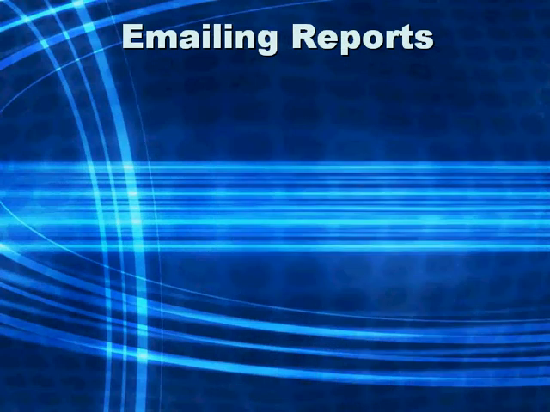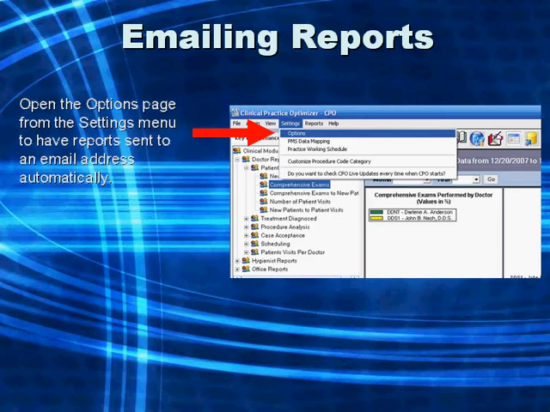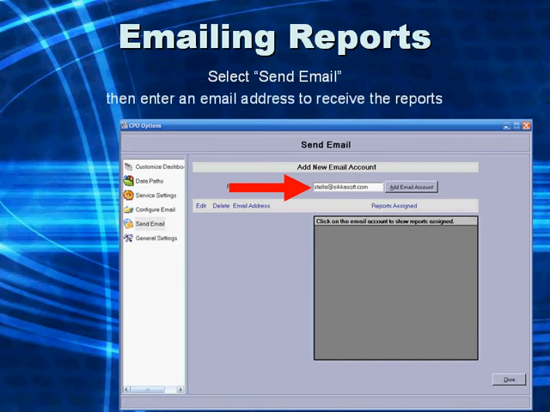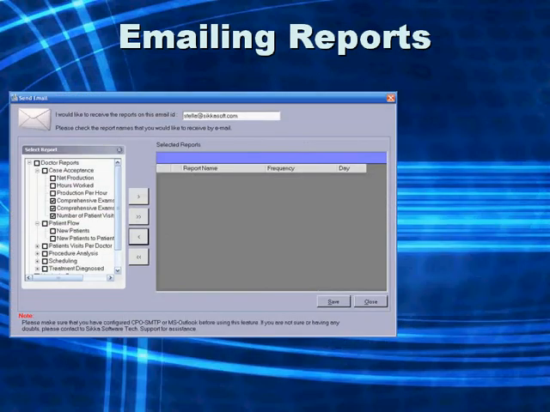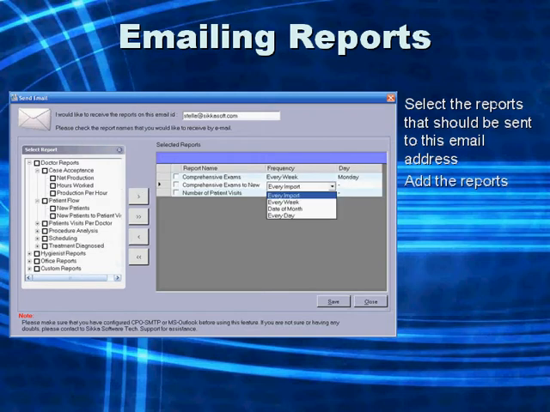To send any reports by email, go to the Settings and Options window, then click on the link Send Email. Enter an email address in the box, then click on Add Email Account. Choose your desired reports from the list that opens up, click the Add button, then set the interval for those emails to be sent.